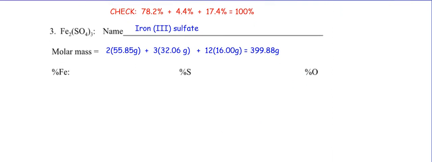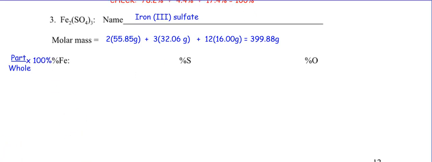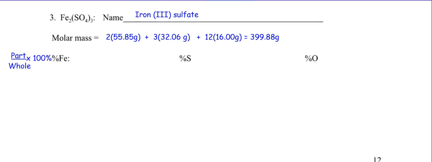And now what? We have to find the part over the whole. We already found the molar mass. Silly Mrs. Vandewey. All right, and then multiply by 100%. So let's go ahead and do this. Well, what's the amount of iron? And what am I going to divide it by? Divide by the whole, right? Times 100%. Why don't you go ahead and do the rest of this problem on your own and see what you get?